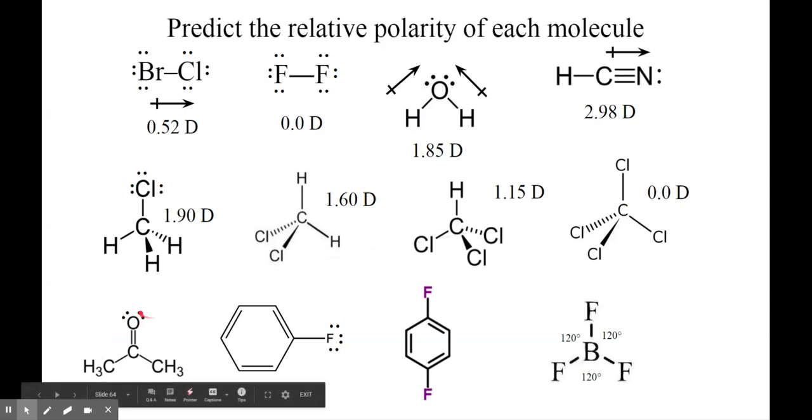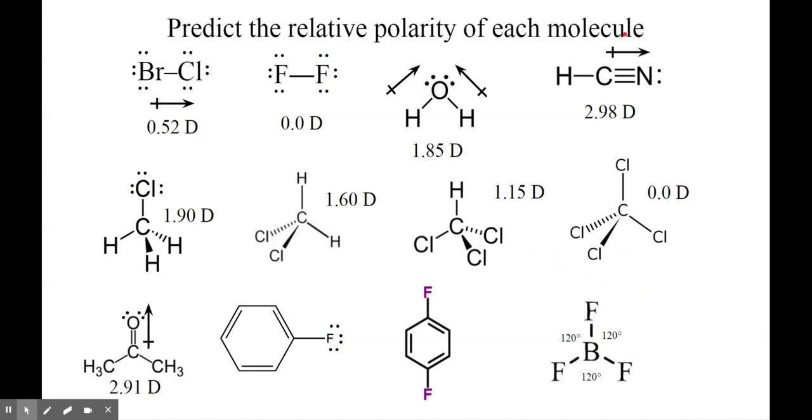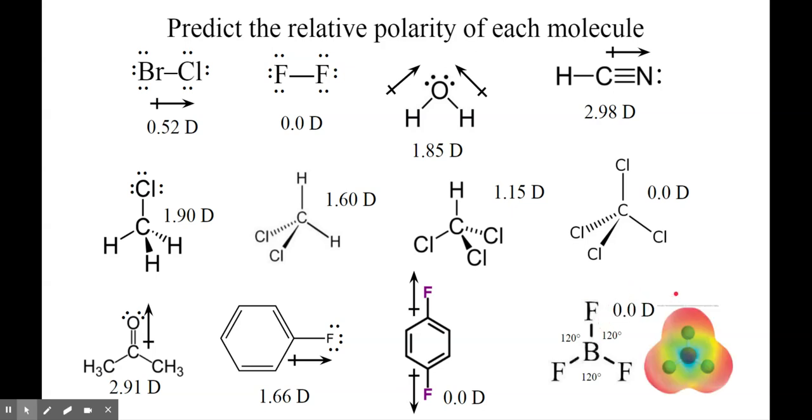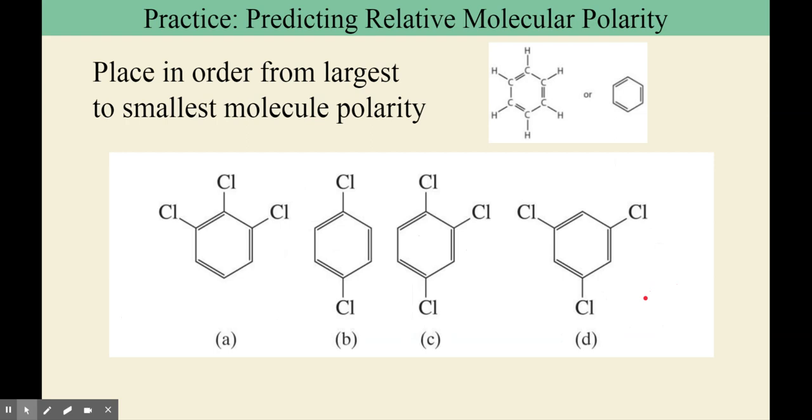Here's acetone in nail polish remover. Again, there's really just one polar bond, and it's very polar. Here we have fluorobenzene and difluorobenzene. Very polar, nonpolar, because they're pulling on opposite sides. Here we have boron trifluoride, and again, it's completely nonpolar when they all cancel.